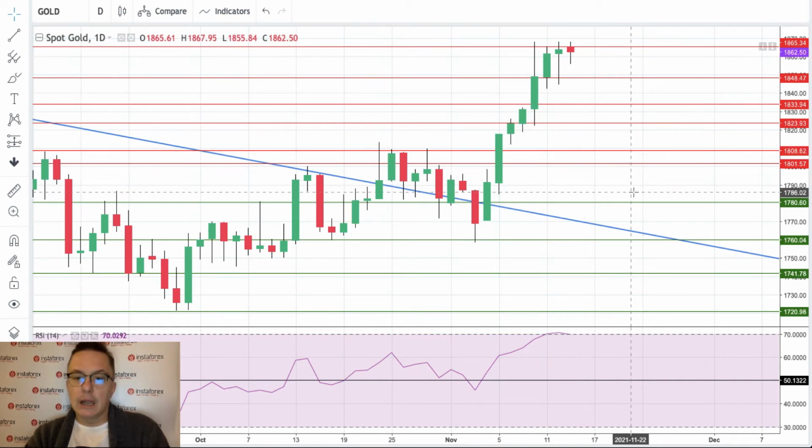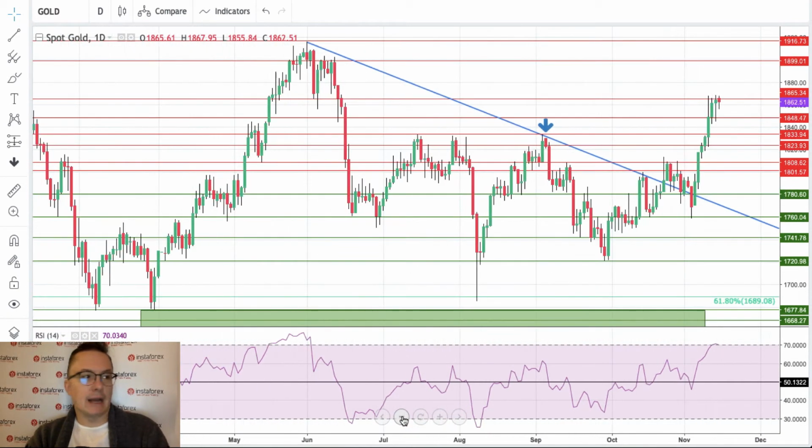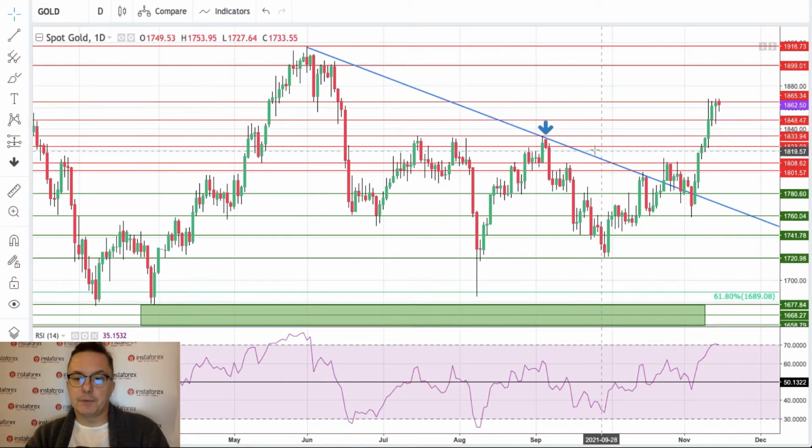The gold, as we can see, is doing very well. It's going to the upside again. So we have this breakout above the light blue trend line. Then we have the sudden dip towards 1760, but then again a bullish engulfing pattern. So right now we trade around the level of 1862, but that's not the end.